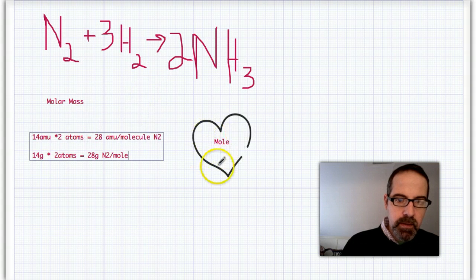Right, and as we said, Ms. Lockfader draws a little heart around mole. Everything has to go through the mole. Before we can use these molar ratios, we have to convert grams or volume. We'll do that later. But for now, we have to convert grams into moles before we can play with this. All right?